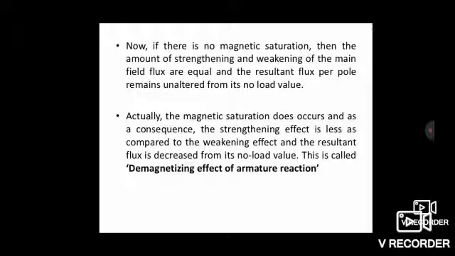Now if there is no magnetic saturation, then the amount of strengthening and weakening of the main field flux are equal and the resultant flux per pole remains unaltered from its no load value. Actually, magnetic saturation does occur, and as a consequence the strengthening effect is less as compared to the weakening effect, and the resultant flux is decreased from its no load value. This is called the demagnetizing effect of armature reaction.